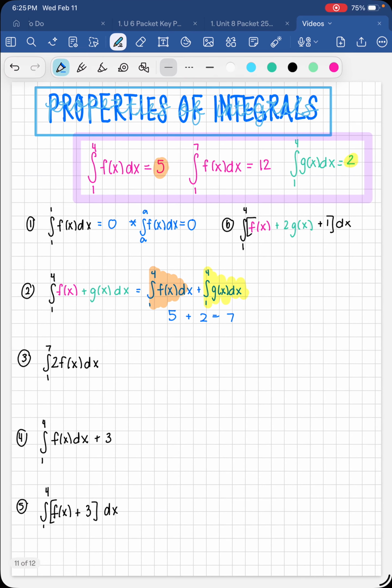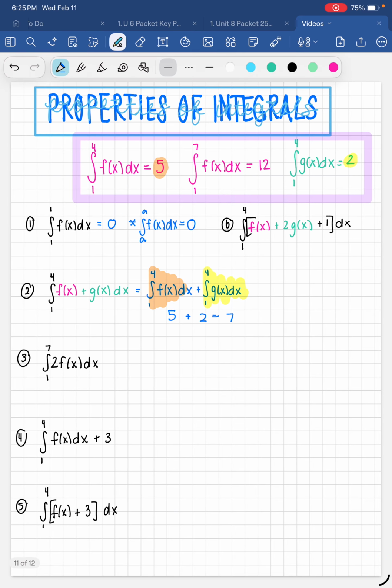Okay? All right, question 3. If they ask us for the area from 1 to 7 and they're doubling it, all we're going to do, you don't have to show this work, but this is what it is. We're going to pull the constant in front. We're going to take the area from 1 to 7, which is going to be 12, right here. And then we're going to double it. So we're going to get 2 times 12, which is 24.